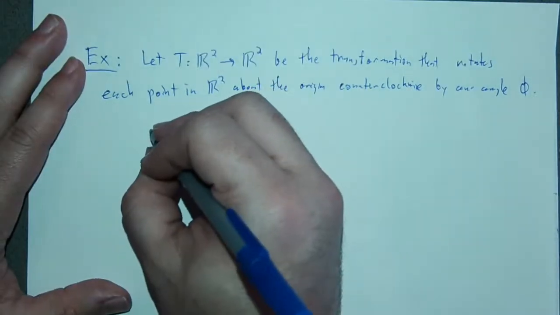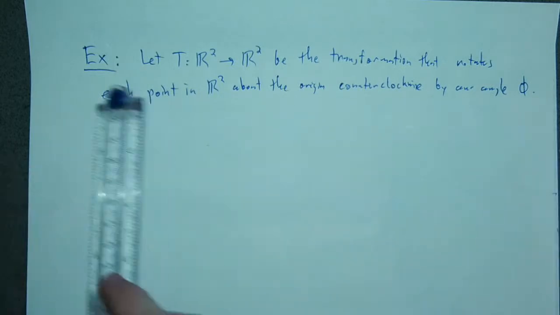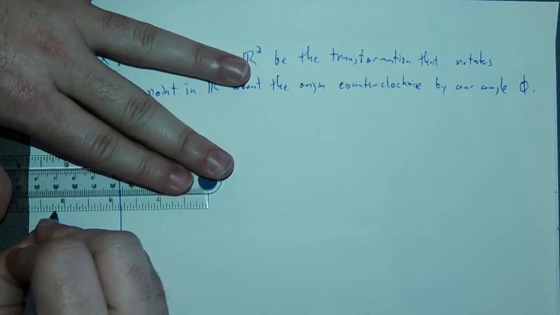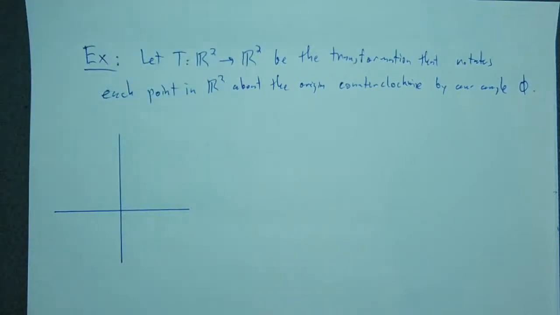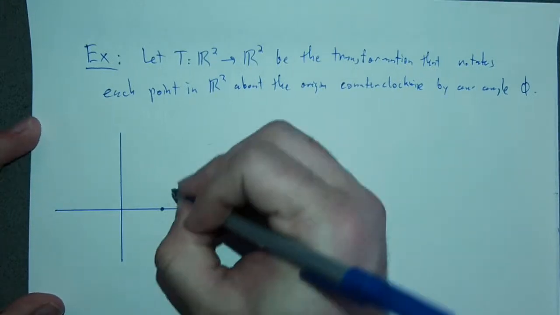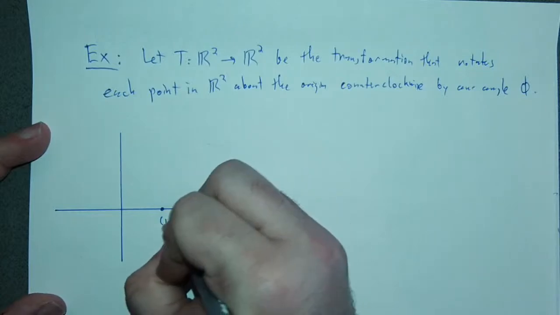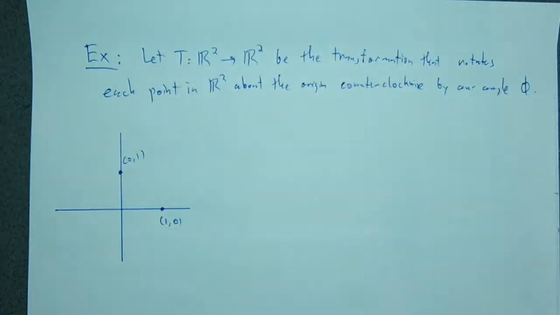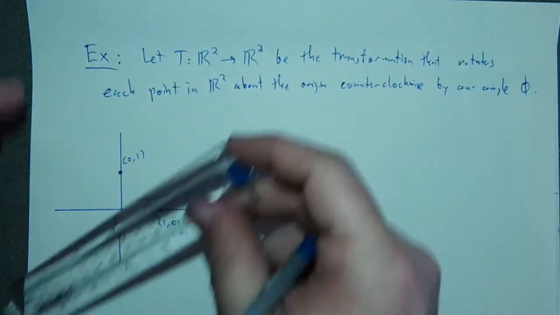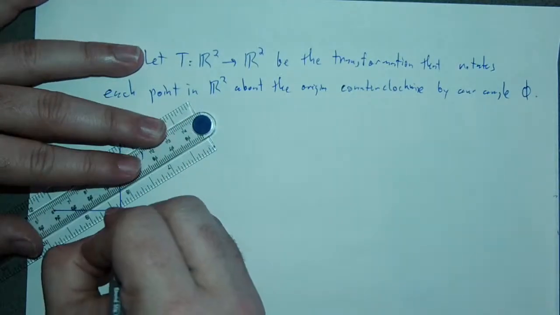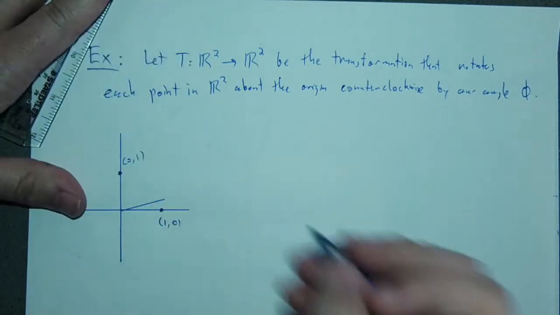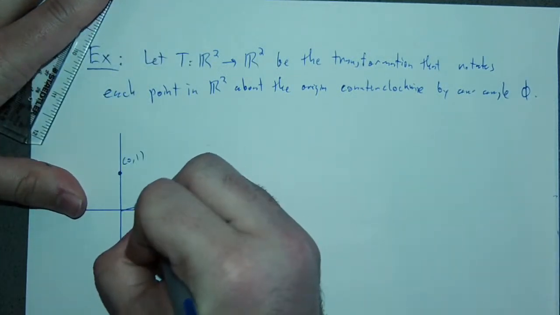Let's look at a picture. Here I have a straight edge, so I can make this nice and straight. Here's my picture. Let's say I've got a point, this is the point 1, 0. Here's the point 0, 1. And let's say that I have some angle measured here. We'll call that angle phi.